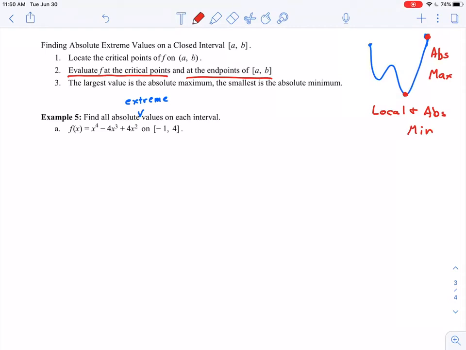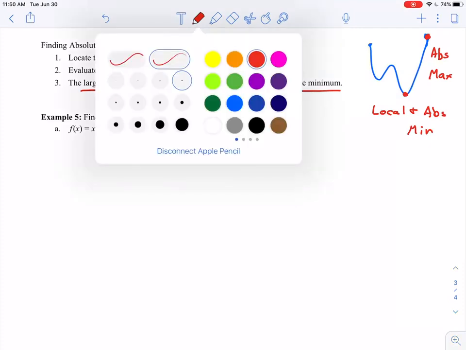those into our function. And then we need to just remember, what is the absolute maximum and the absolute minimum? Well, it's just the largest y value and the smallest y value. So I'm going to pick out the largest y value that I have. That is my absolute maximum. I'm going to pick out the smallest y value I have. That's my absolute minimum. So let's look at a couple of examples here.